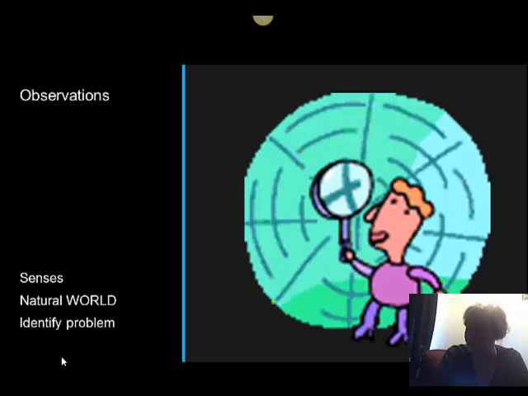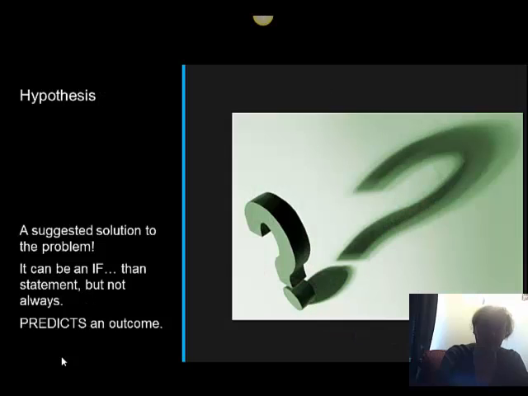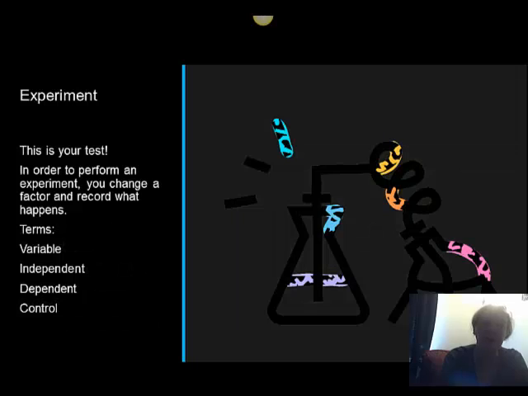When you do identify a problem, you're going to come up with a hypothesis. A hypothesis is basically your suggested solution. Notice that I've said it can be an if-then statement. It doesn't always have to be an if-then statement. Your hypothesis will predict an outcome to your experiment. Your experiment is what you're going to use to test your hypothesis.